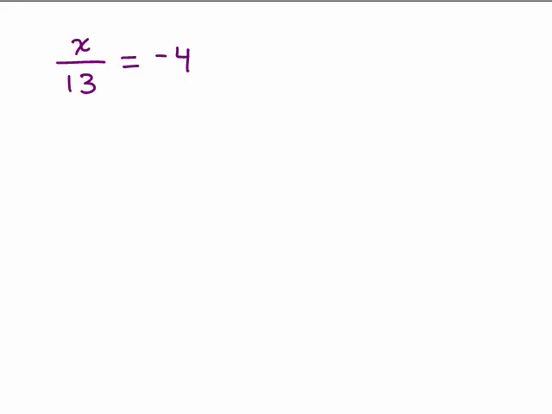All right, here's another example. x divided by 13 equals -4. Now, there are a couple ways you can think about this problem. You could think of this as x divided by 13, so to undo it, I want to multiply by 13. But whatever you do on one side, you must do on the other side. So I'm using the golden rule of multiplying both sides by 13.